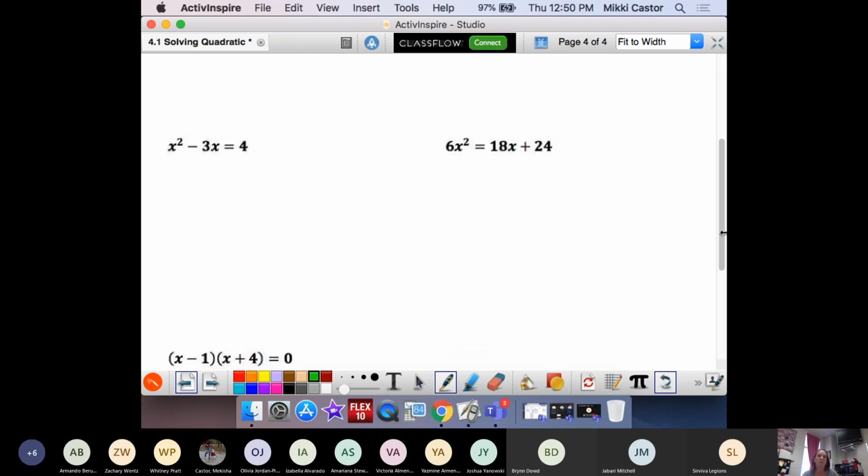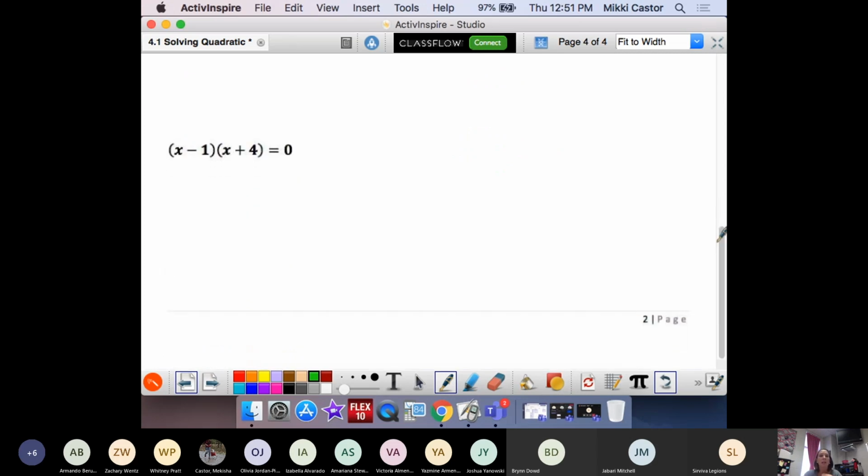Scooting down. This one has an x squared and an x. So I'm going to solve by factoring. Again, this one has an x squared and an x. So I'm going to solve by factoring this one down here.